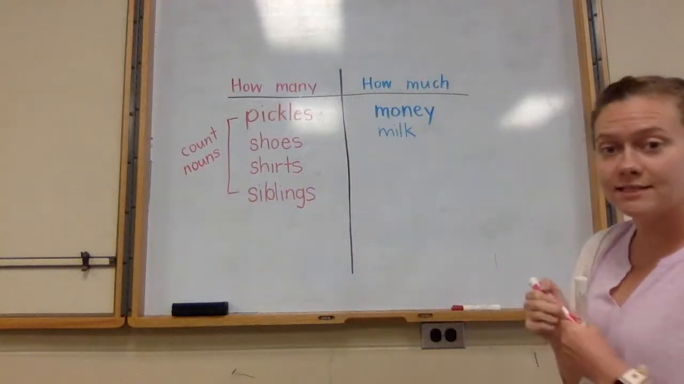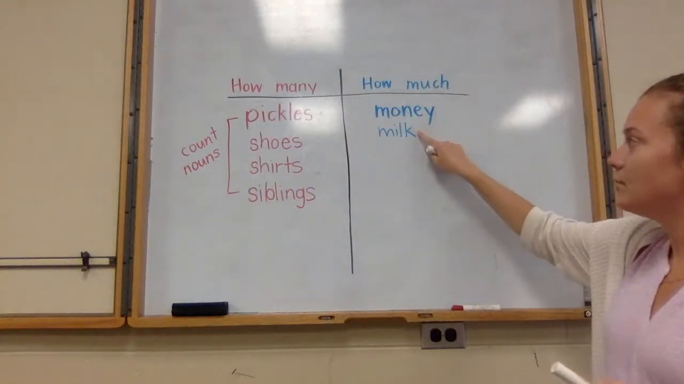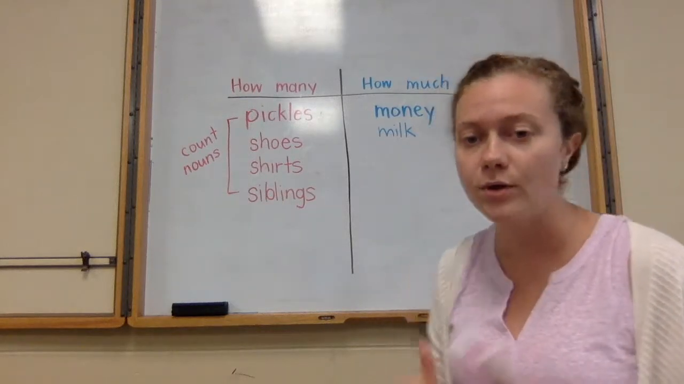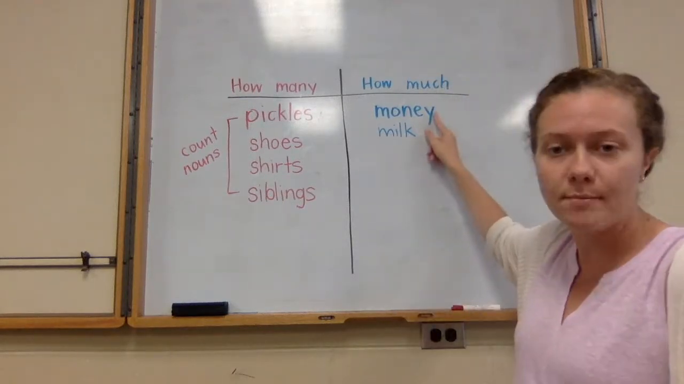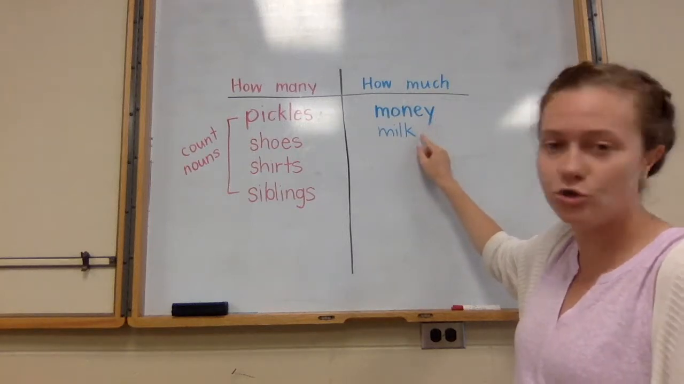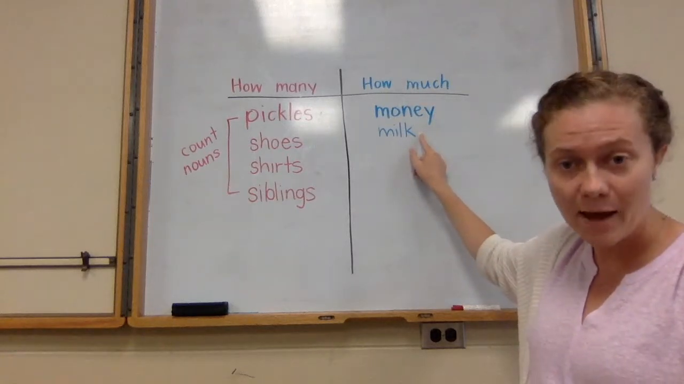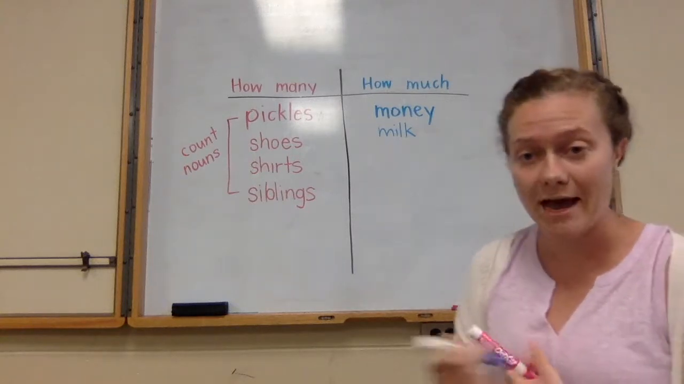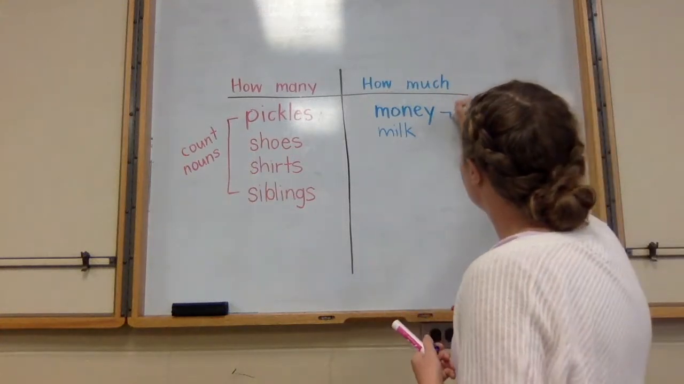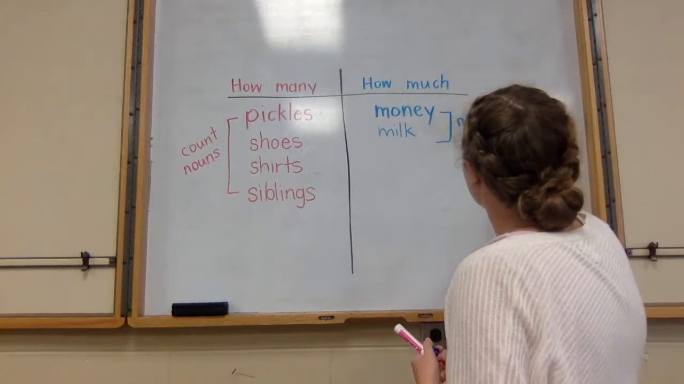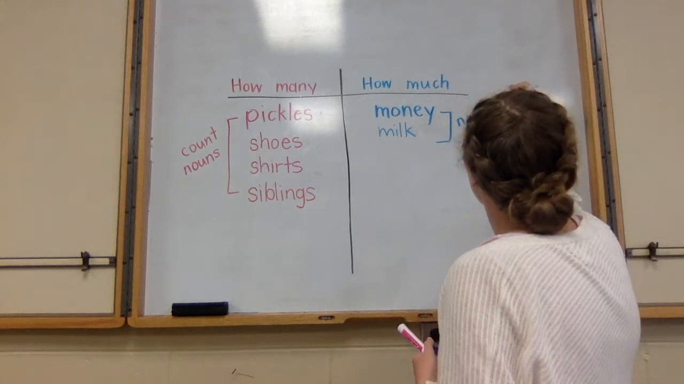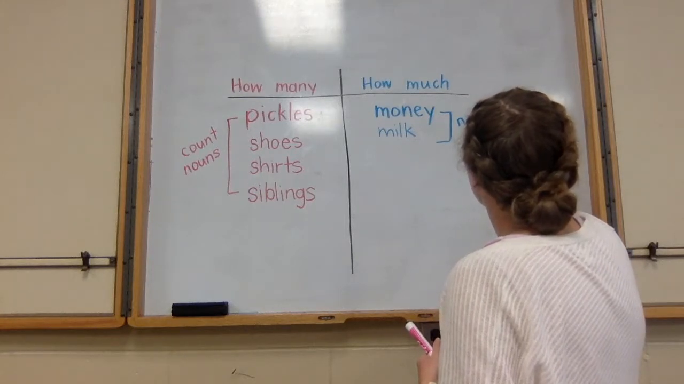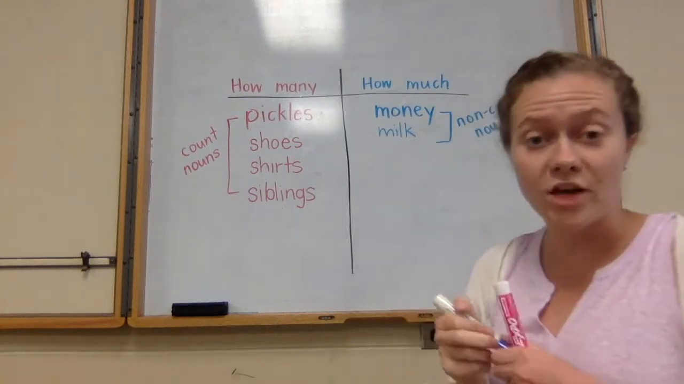And we noticed on this side, under how much, money and milk are non-count nouns, nouns that we are not able to count. You cannot say, I have 3 monies, or there are 2 milks left. That does not make sense. You cannot put a number in front of these nouns, so they are non-count nouns. Wonderful job. That is perfect.